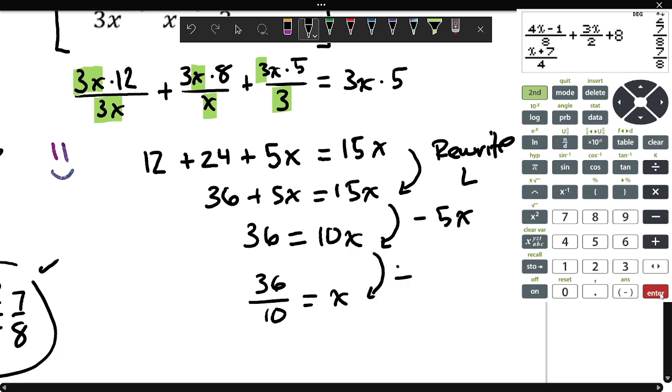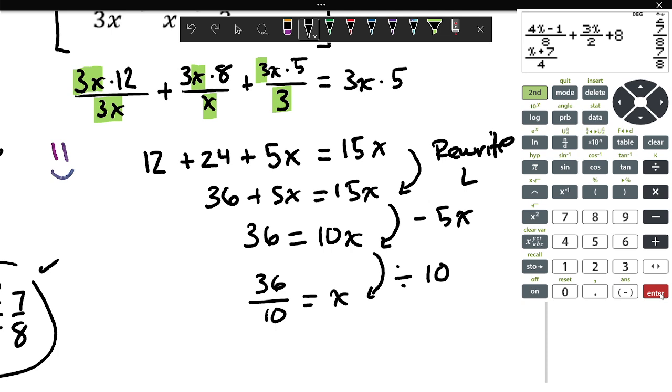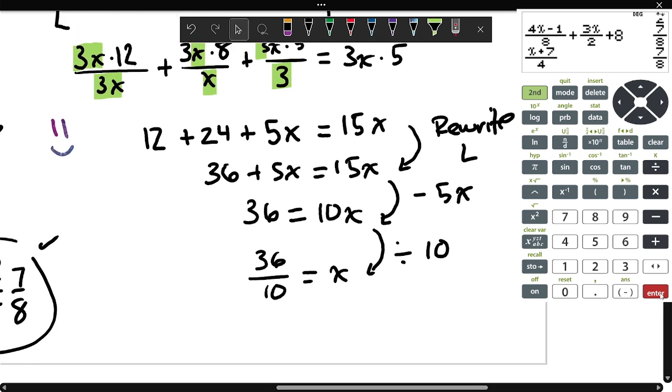That is, divide by 10. And I think I can confidently say that 36 divided by 2 is 18, and 10 divided by 2 is 5. So I believe this reduces to 18/5. I don't think there's any other common factors.